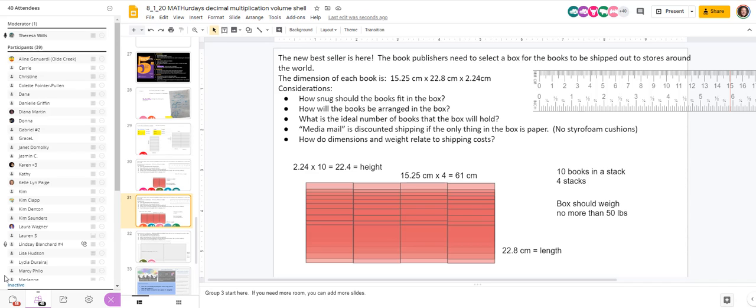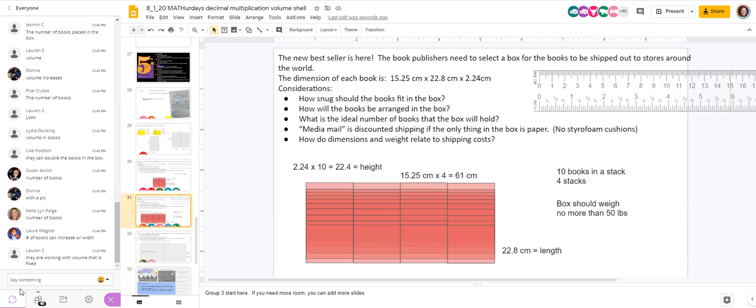Wonderful. Now, I've heard in the chat box and over voice, many people were talking about this idea of length times width times height. How does that relate to slide 31 in their image? What's the length? What's the width? What's the height? Anyone, this is nice and open. You can write in the chat box. You can use your mic. What's the length? What's the width? What's the height?